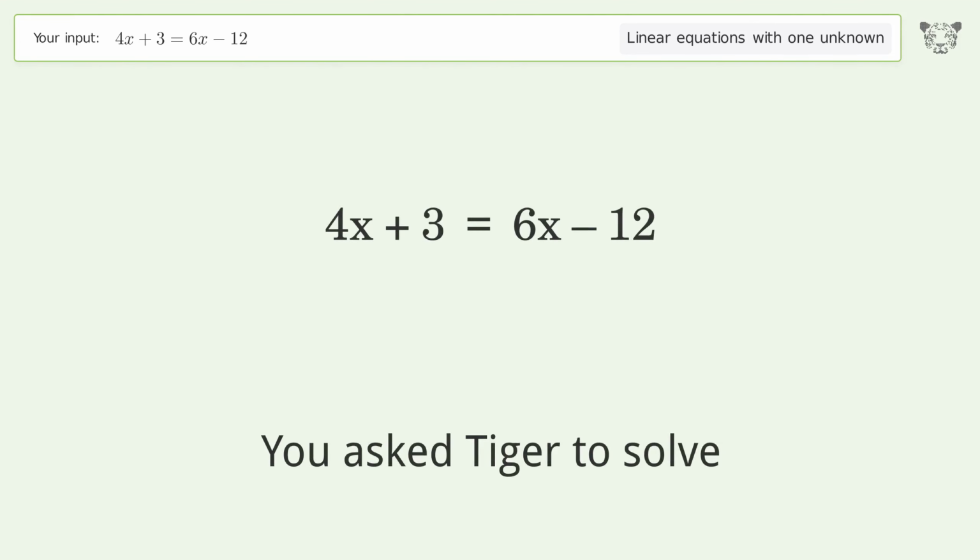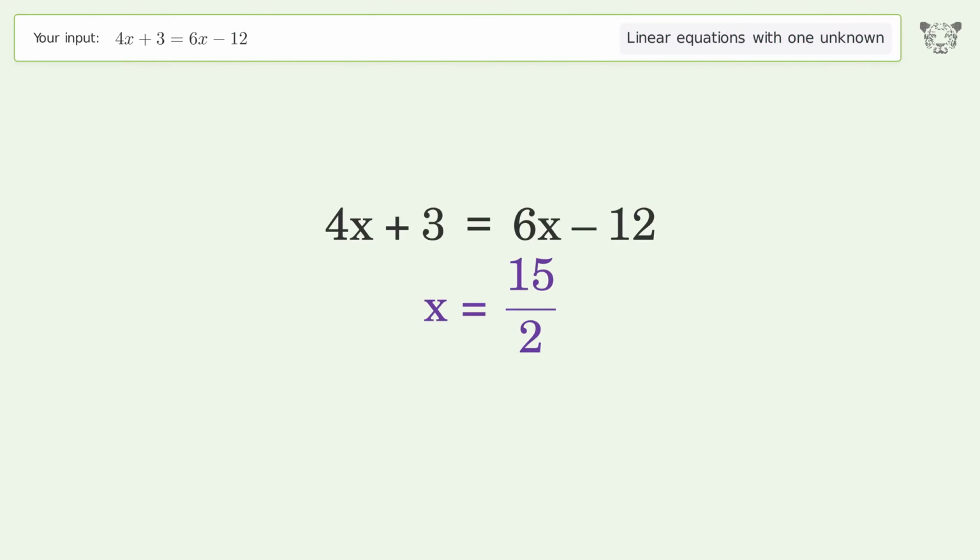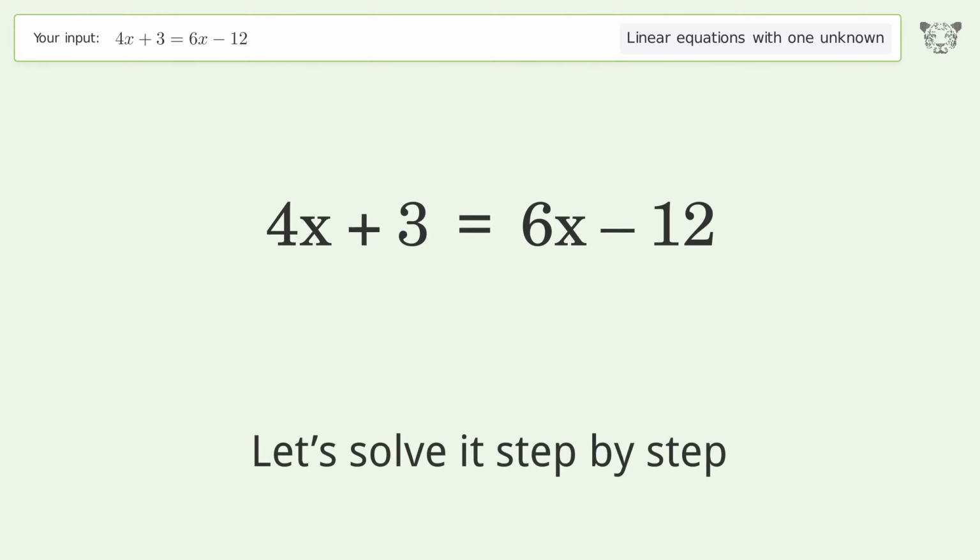You ask Tiger to solve this. This deals with linear equations with one unknown. The final result is x equals 15/2. Let's solve it step by step.